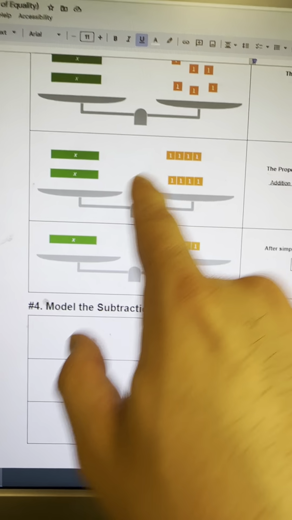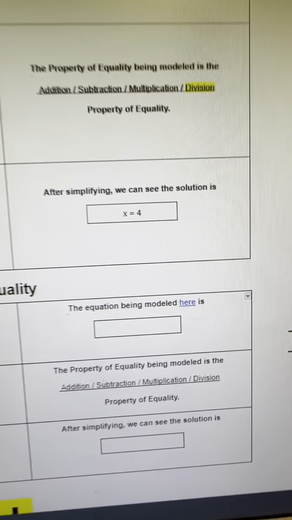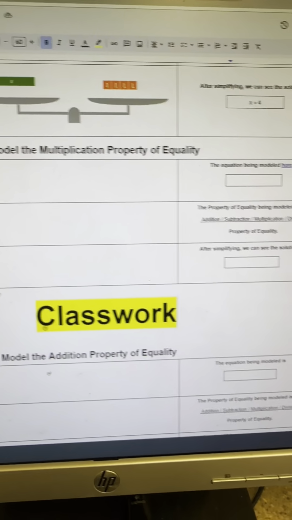So by removing the same amount from both sides, it still comes out to be balanced. Therefore, again, your x is equal to 4. All right, and now we're moving on to number 4, where we're going to model the multiplication property of equality.